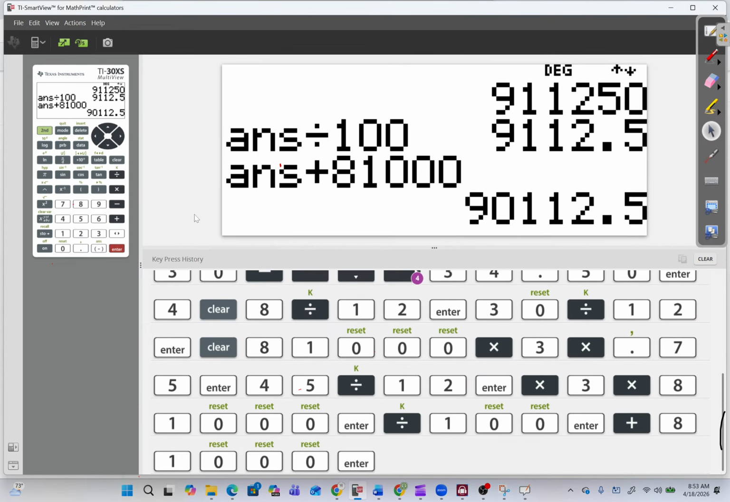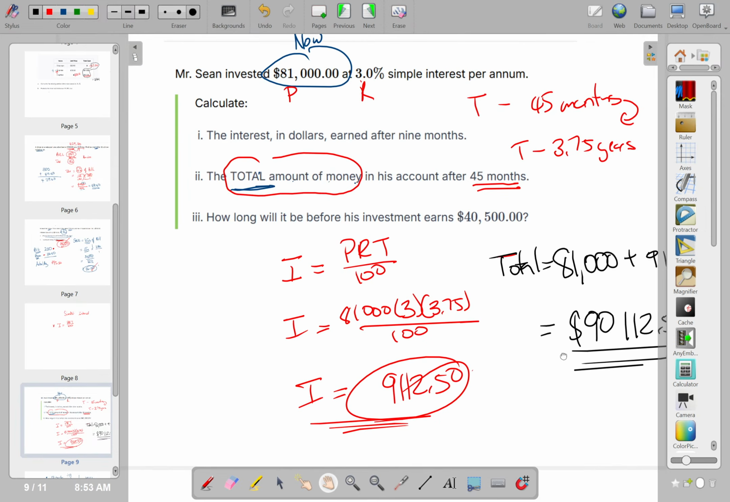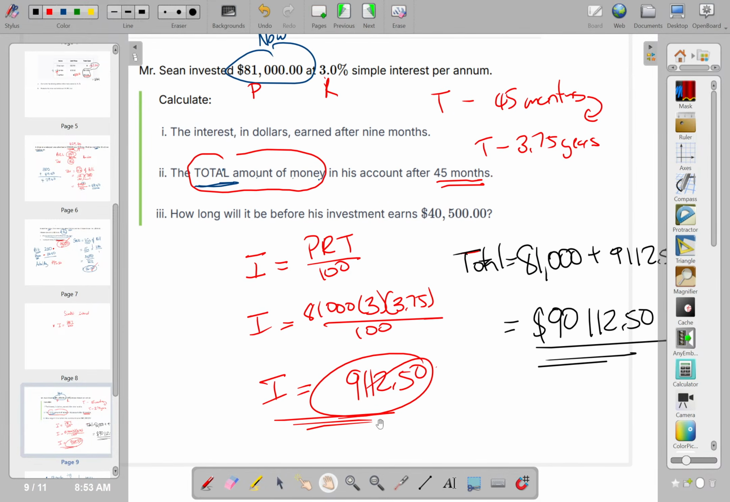Right? So I hope that's making a lot of sense. So 90,112.50. That's going to be the answer of the total amount in his account. I hope everybody follows. All right? Make sure. All right? So that is how you would approach doing simple interest.